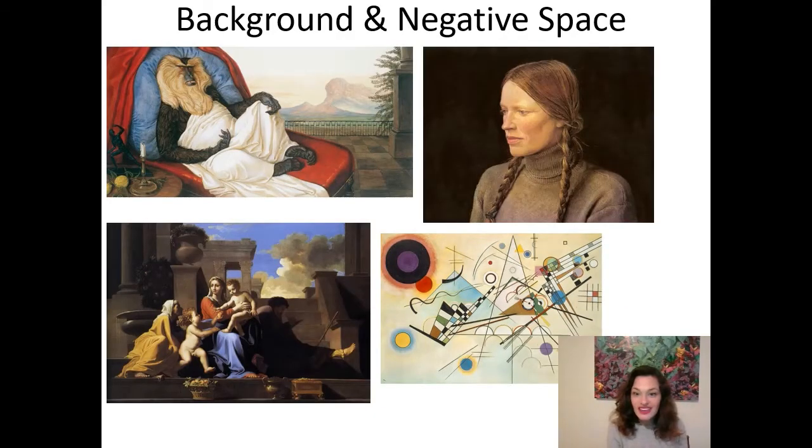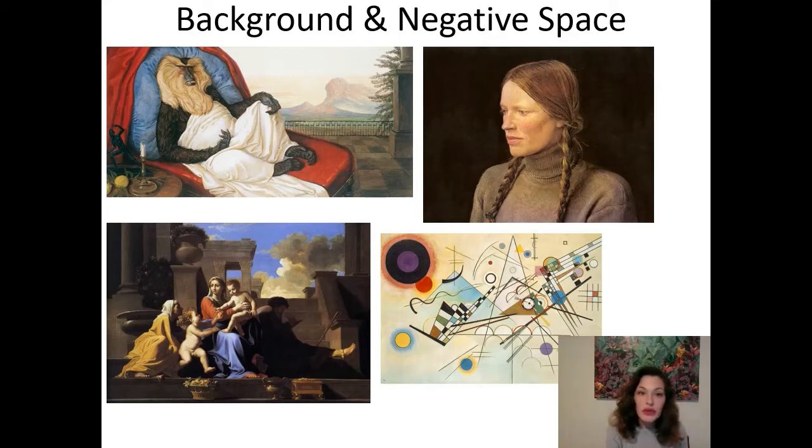The two artworks that we see on the left have backgrounds. You can see there's a distinct difference between what's happening in the foreground and what's happening behind it. So let's look at the upper left. We have a monkey on a chair with a little statue and a table and a candle, and in the background we have the landscape. In the bottom left, this Poussin painting, we have the family in the foreground, and we have the architecture and the clouds in the background.